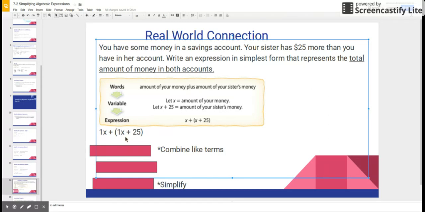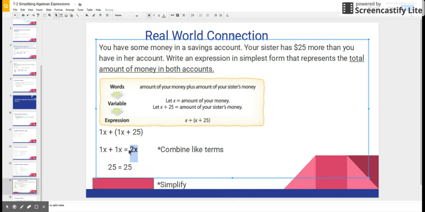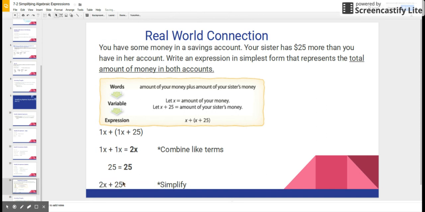If you remember, the associative property says that even though these two are in parentheses, well, guess what? I can group these two first because it's addition. So it's 1x plus 1x is equal to 2x. And then I have this plus 25. So my final expression is going to be 2x plus 25. Okay, this is my simplified expression that shows the total amount of money that I have and the total amount of money my sister has.